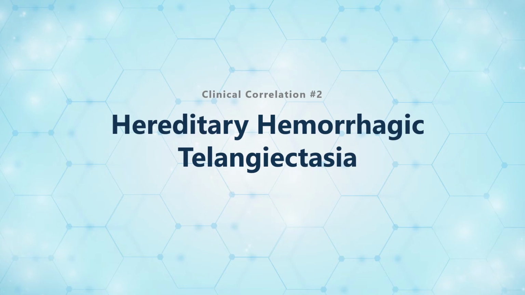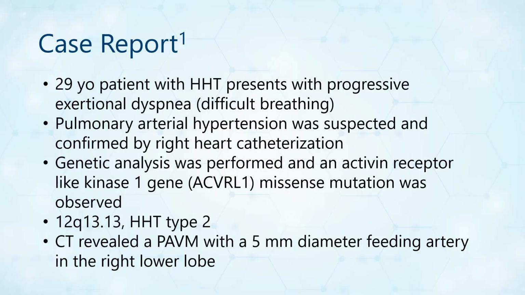In this clinical correlation lecture, we will consider the disease hereditary hemorrhagic telangiectasia. So let's examine a case of HHT. This is a real case report. The link for this case is found at the end of the lecture if you want to read it directly from the literature. A 29-year-old patient with HHT presents with progressive exertional dyspnea.